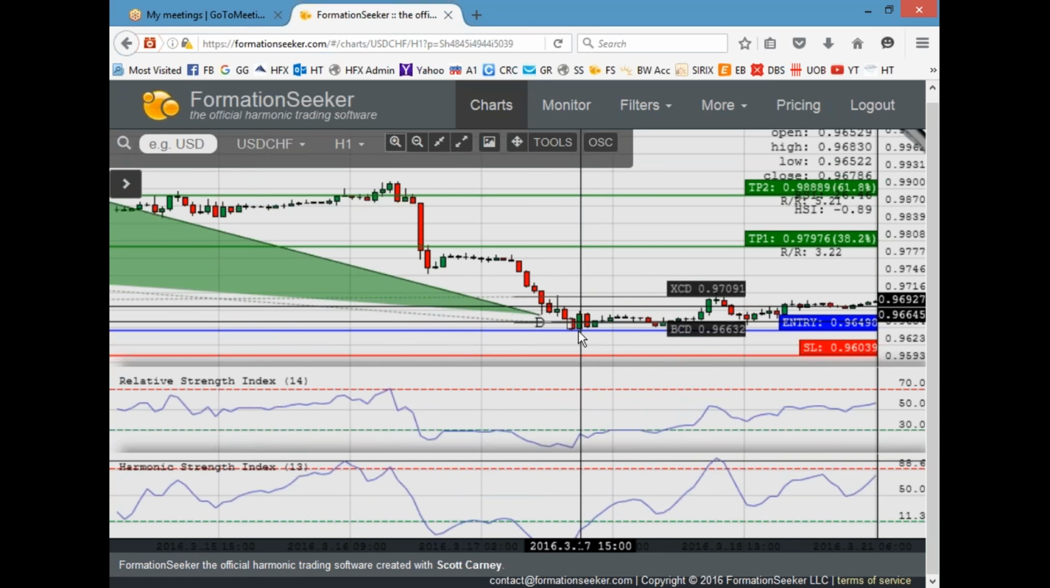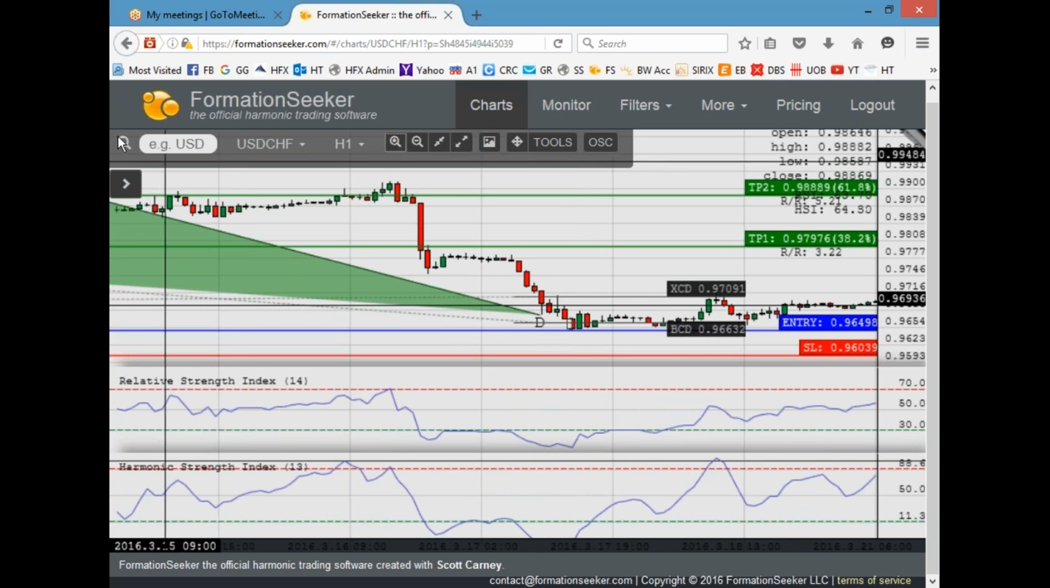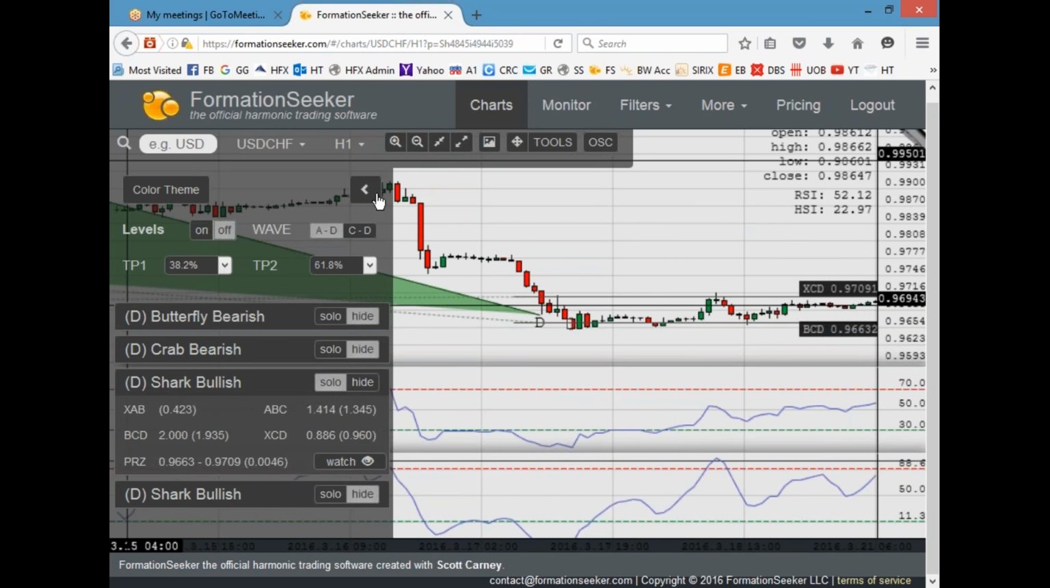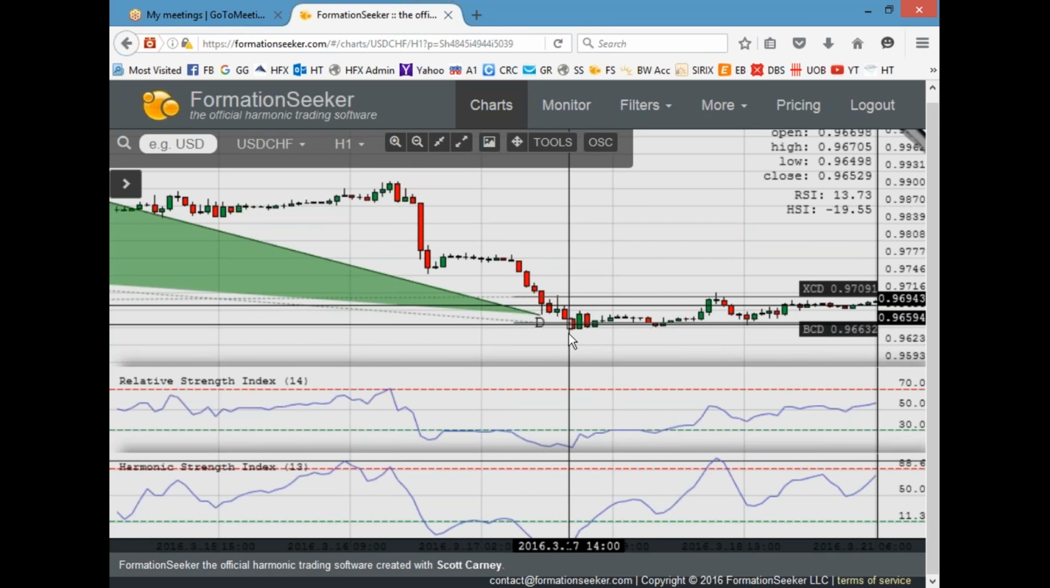So let's analyze this together. You could see that here the HSI is minus 19. I'll turn off the levels. HSI is minus 19. Can you enter? No. What's the magic number you're waiting for if you're buying?